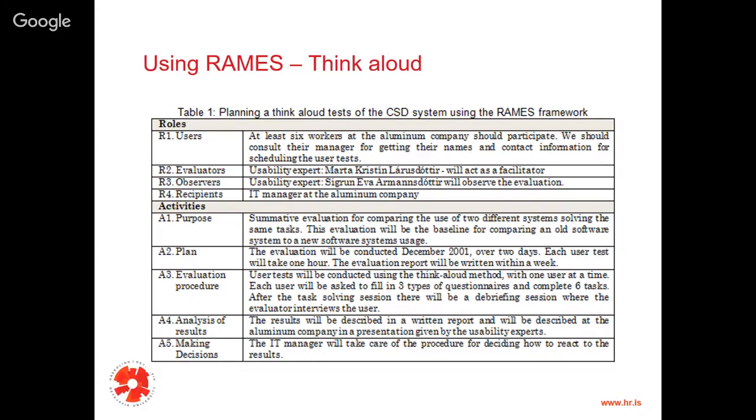Workers in the aluminium company. And this is for planning. So now we see at least 6 workers. We should consult the manager. So this is a planning document. The evaluator will be me, and the observer will be Sigrun Eva, who was at times the teacher in Greiningen Hönnen. And the recipient, the person taking care of the results, was the IT manager at the aluminum company. She asked for this. So it is really defining all these things.